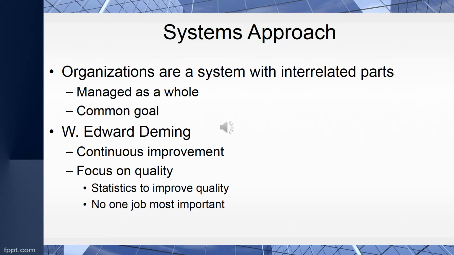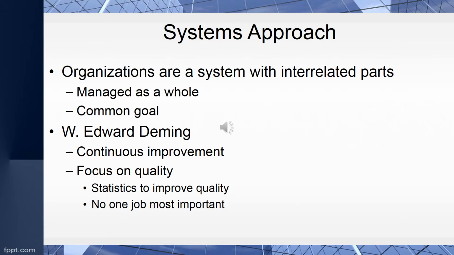One big name in this movement was W. Edward Deming. He focused on the need for an organization to be continuously improving. In this approach, an important focus for managers was on quality. He also used a scientific approach to this, using statistics to improve quality. There could only be, for example, a certain percent of rejected widgets coming off the assembly line. If there were more, then the job of the manager was to figure out why and fix the problem.